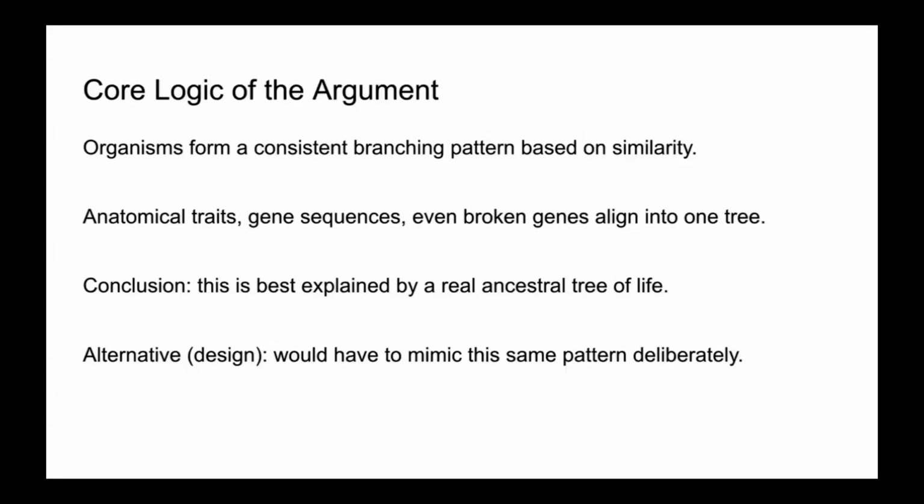They would say that the alternative or the null hypothesis to this explanation, which is design, invokes more entities, and that you would have to mimic the same pattern deliberately, which is somewhat ad hoc. So at the end of the day, they're using Occam's razor and the duck test, saying: if it looks like a duck, swims like a duck, and quacks like a duck, then it's probably a duck. By analogy, they're saying life looks like one big family tree, and so it probably is one big family tree.